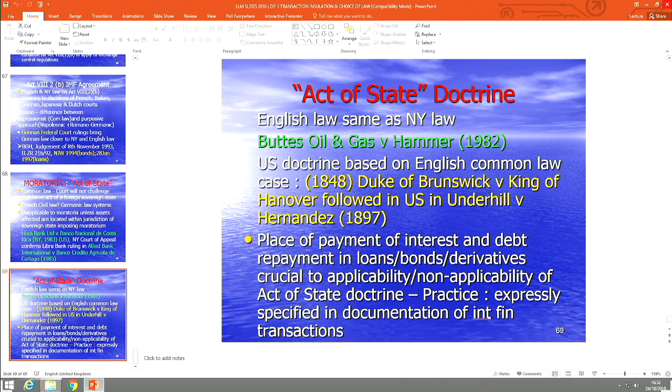Now there are rules which enable the enforcement of those solemnly undertaken obligations. That's the logic that the English and New York courts have adopted. I'm not saying it's right, but that's the approach. And yay, I've got 7 minutes and I've finished that topic.